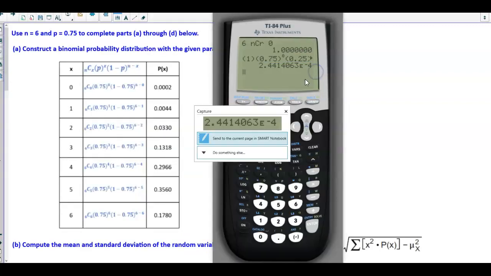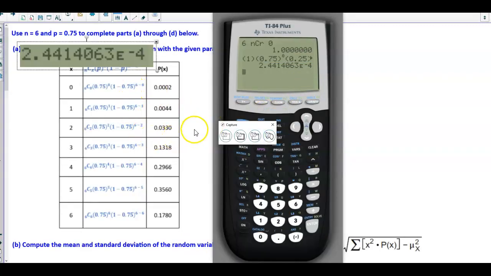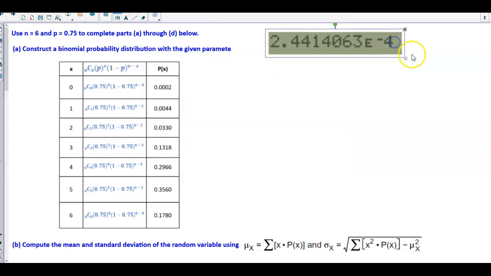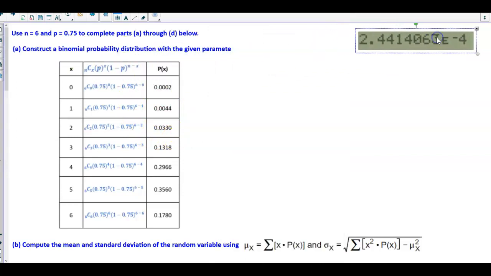If we take the scientific notation number, 2.44 times 10 to the negative 4, it means we want to move this 2.44 to the left 4 times. 1, 2, 3, 4. So rounding that to 4 decimal places, we get 0.0002, and that's how we get the first one.